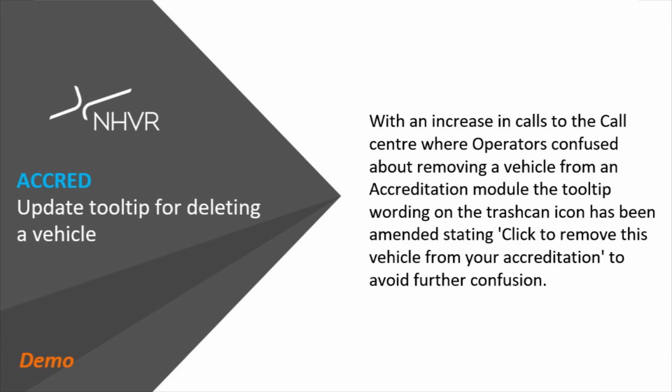Next, moving through is for the accreditation. The call centre is getting a lot of calls from operators where they're getting confused about removing a vehicle from their accreditation module. So we've updated the tooltip wording on the trash can that's stating, click to remove this vehicle from your accreditation. So it just means now that there should be less calls coming through, and the operators will have a better understanding of knowing that they've actually removed the vehicle from their accreditation. I'll just quickly show that as well.